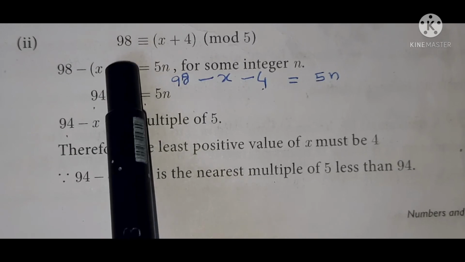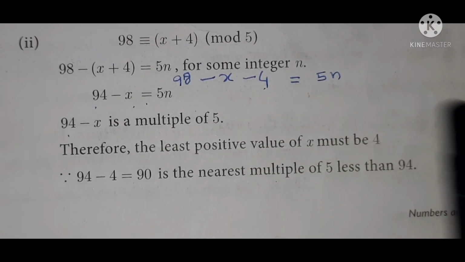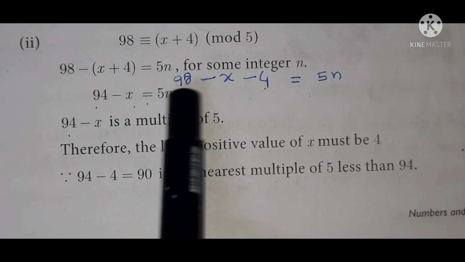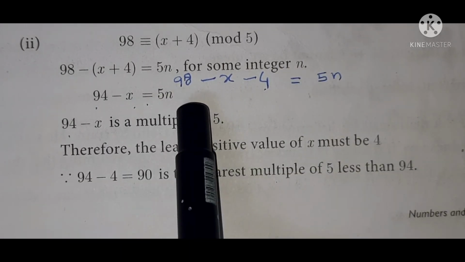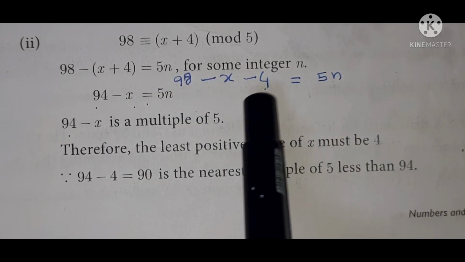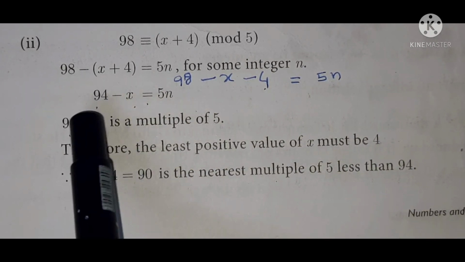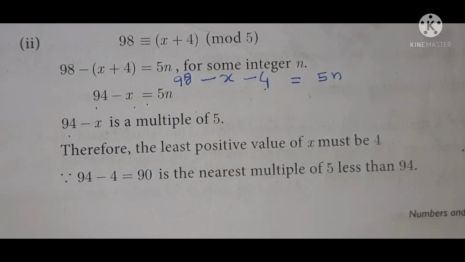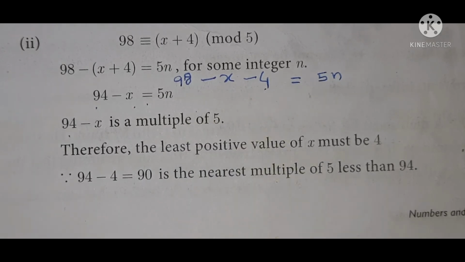Second one, 98 congruent x plus 4 mod 5. It can be written 98 minus x plus 4 is equal to 5n for some integer n. That is 98 minus x minus 4 is equal to 5n. 98 minus 4, we get 94. 94 minus x is equal to 5n. 94 minus x is a multiple of 5.